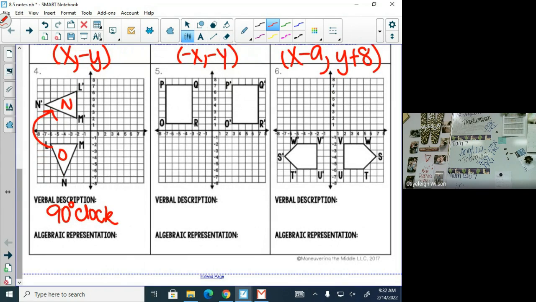All right, and then what does a 90-degree clockwise or a 270 counterclockwise do to the points? They switch and the X becomes opposite. So y comma negative x. And if you're not sure, once again, look at M. So that's negative 2, negative 2. M prime is at negative 2, positive 2. So this one became positive and they switched. All right, try number 5.